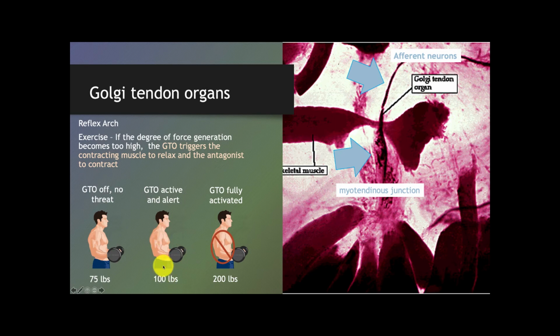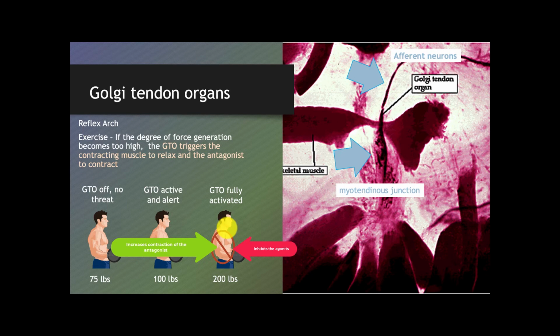Now, let's say this guy tries to pick up 200 pounds and tries to curl that. Well, that is going to have a major impact on the myotendinous area here. And the Golgi tendon organ is going to be fully activated, and it's going to inhibit this muscle contraction while increasing the contraction of the antagonist muscle, so that this individual can't lift this weight and put himself in the hospital because he tore the muscle from the tendon. So that is how that works.